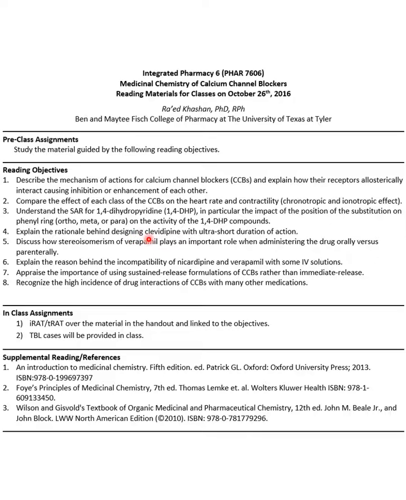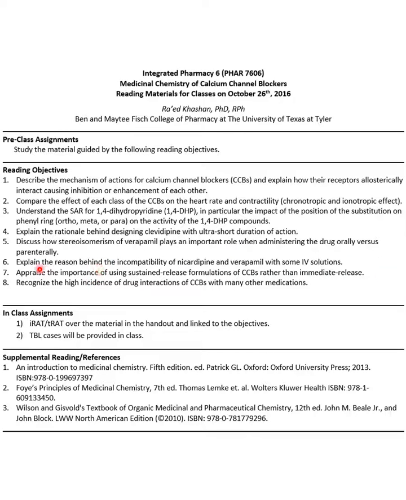And then explain the rationale for designing clevidipine. Why is it designed such that it has an ultra short duration of action? And then see the impact of the stereoisomerism of verapamil on the dosage of verapamil when it's given orally or parenterally. So verapamil is a stereoisomer. It has R and S. One of them is extensively metabolized, and therefore when it's given orally, we'll have to give a higher dose, because the drug goes through the liver. But when it's given by IV, then we don't have to give as much of the verapamil.